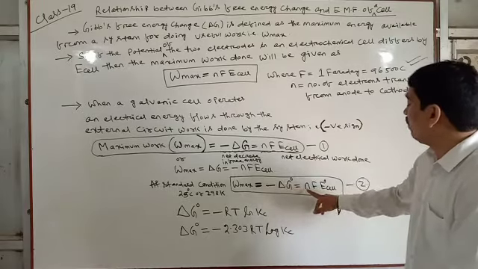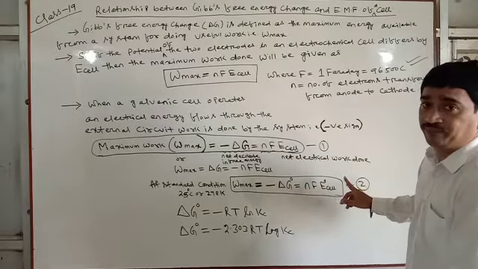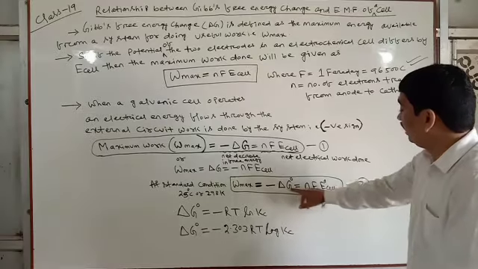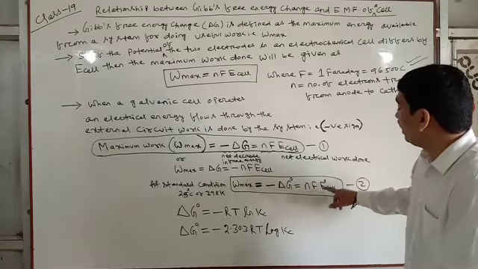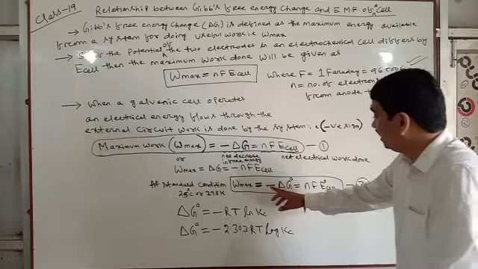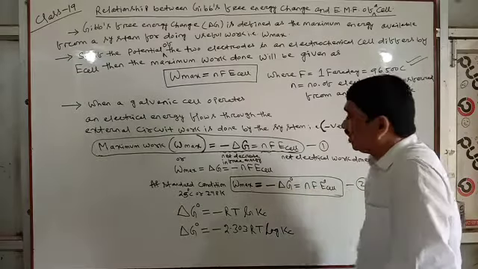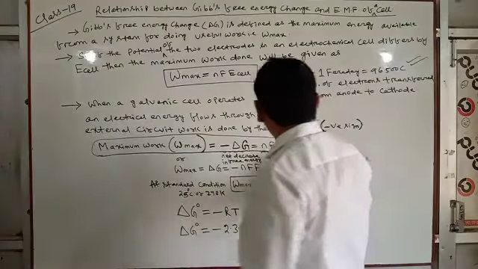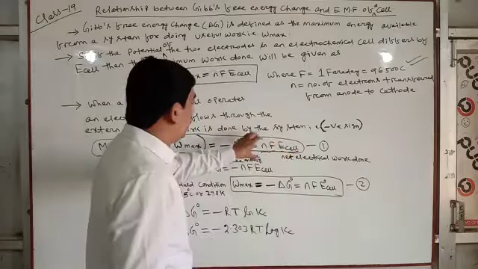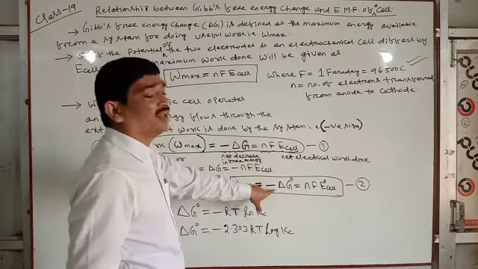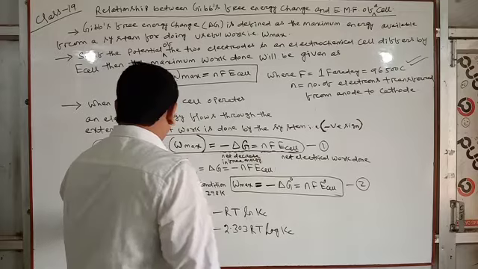Del G naught equal to NF E naught cell. Minus del G naught equal to NF E naught cell. Clear? So these two formulas are very important, and they are at standard condition.